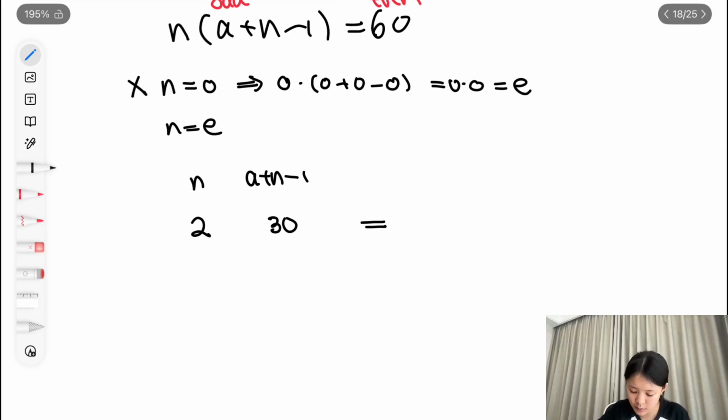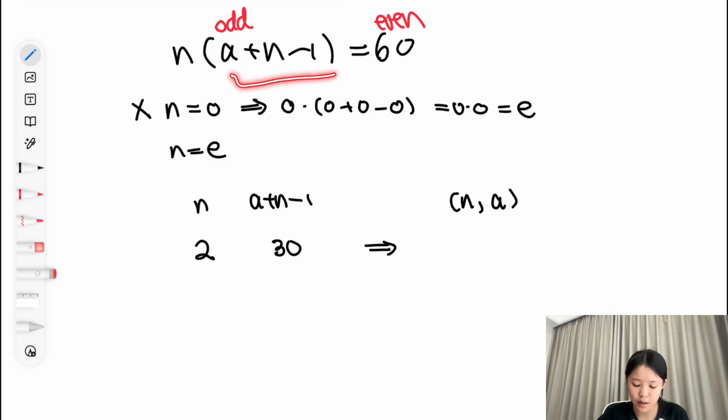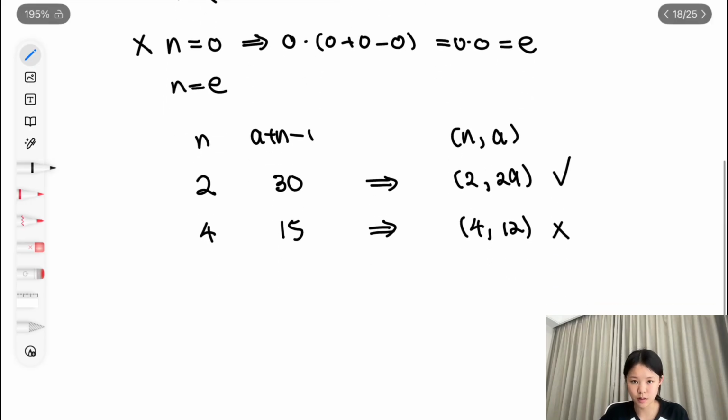So let's come over here and solve for n plus a. So if n here is 2, and then we bring it back up, this has to be 30, and n is 2. So 2 minus 1 equals 1, which means a has to be 29. So we get 2, 29. And because 29 is odd, we know that this solution is correct. Now we continue in the same manner. 4, 15, and then this thing here would be 4, 12. We know that's wrong since 12 is not an odd number.